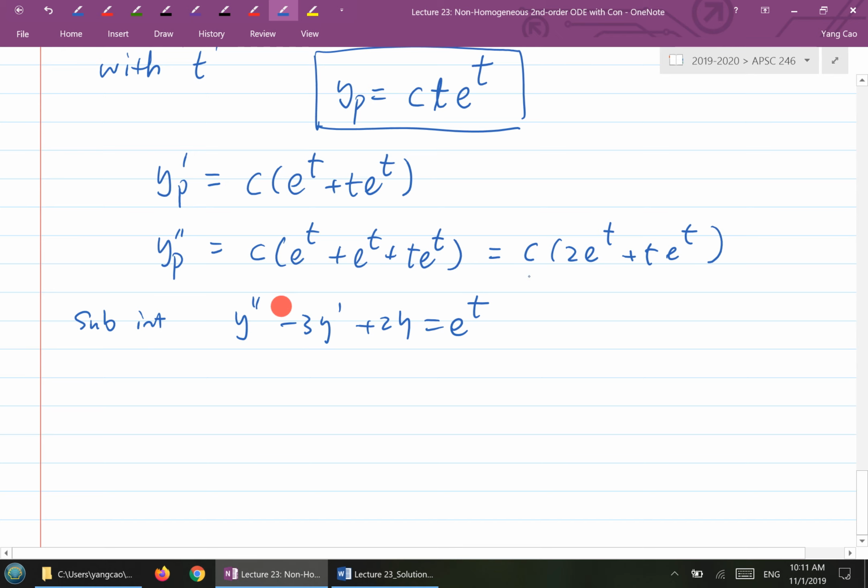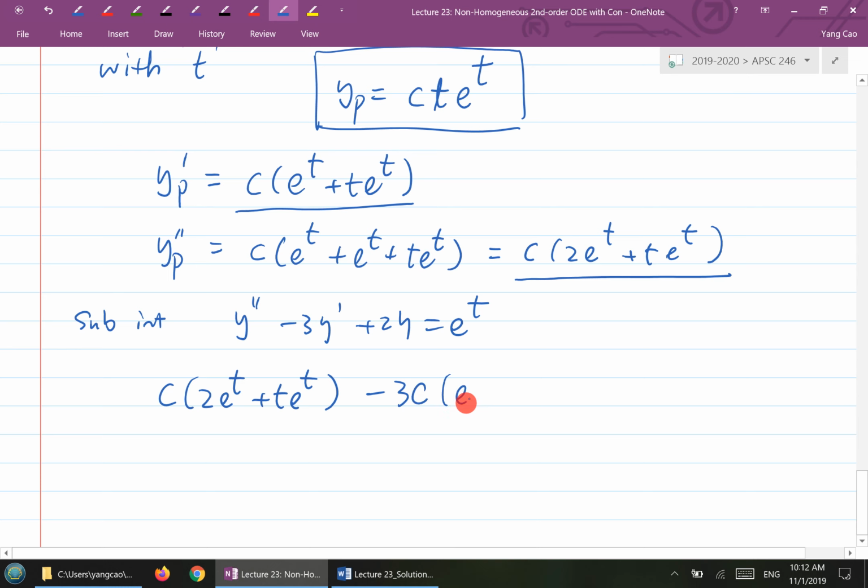Here is your y double prime: c times (2e^t plus t e^t), and this is yp prime, so 3 times c (e^t plus t e^t), and plus 2 times yp, 2c t e^t, overall equal to e to the power t.